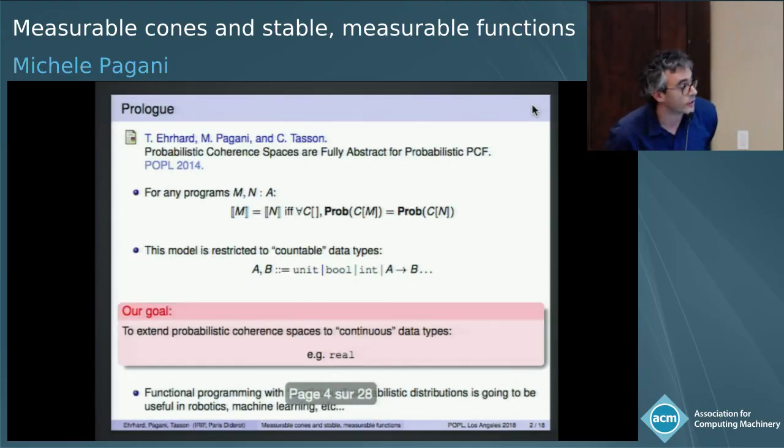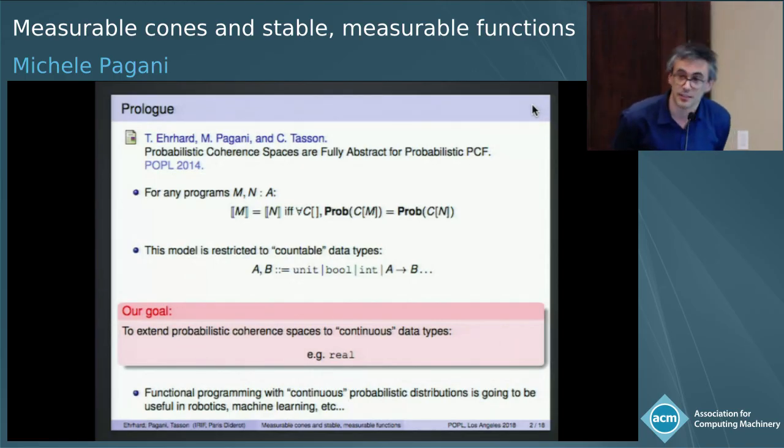And now the goal of the present work is to try to extend this approach to uncountable types, that is, to uncountable distributions. And the reason is, of course, that functional programming with continuous distributions plays a more and more important role in other areas of computer science.